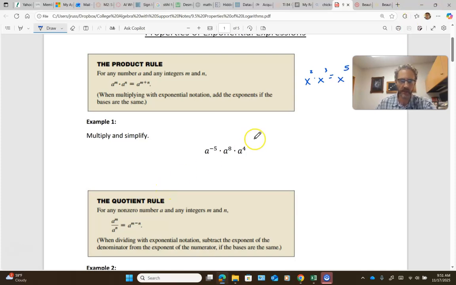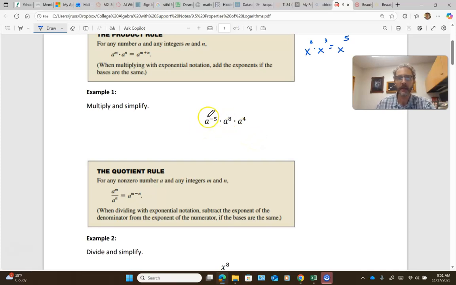And we've got an example down here. And it doesn't matter the number of exponential expressions you have. If the bases are the same and you're multiplying them, then you just add the exponents. And so this is going to give us a to the, well, if I add these exponents, 8 and 4 is 12, with negative 5 will leave me with 7. So this will become a to the 7th power.